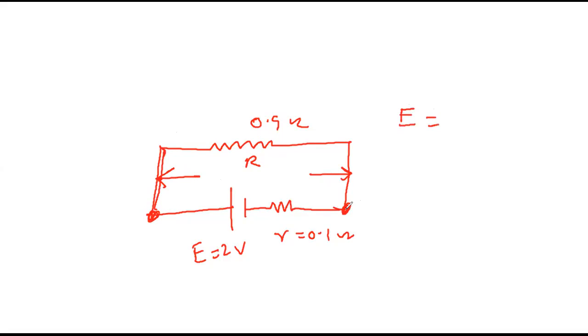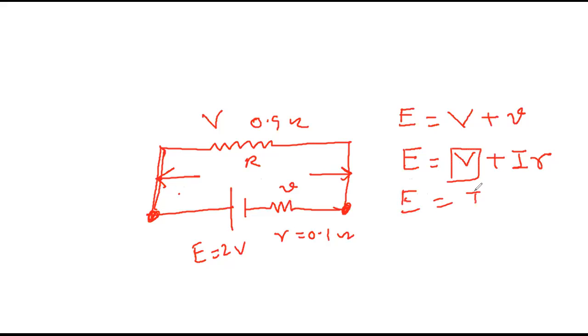A battery of EMF E will give voltage V to the resistor, and it will take some voltage itself, which we call internal voltage. So E equals V plus I into small r. That means if I get I, my problem is solved, because V you can also write as I into capital R. So whenever such a circuit is given, first find the total current.